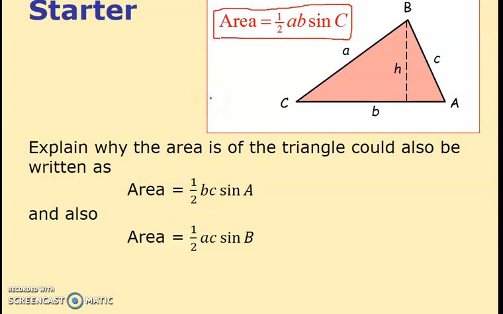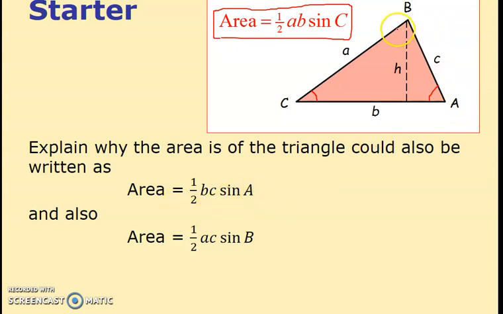The area of a triangle is a half AB sine C. And we can say that is true in a number of different ways. Obviously, if I use this angle here, it's a half of AB sine of the angle in between, so half AB sine C, which is what I've written there. But if I was to use this angle, it's a half of BC times the sine of angle A.